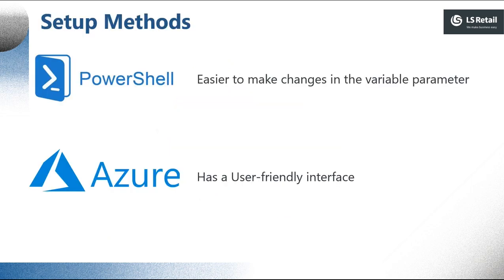There are two options how the HCS VM can be installed in Azure. The first being the PowerShell option, which is easier as it allows to make changes in the variable parameter on the fly in the script. The second method is in Azure, which is deploy a custom template. This has a user-friendly interface which doesn't require any technical skills as against PowerShell scripting.